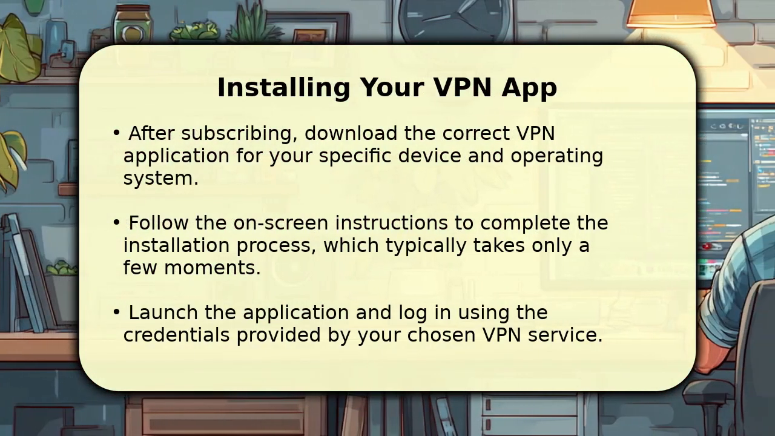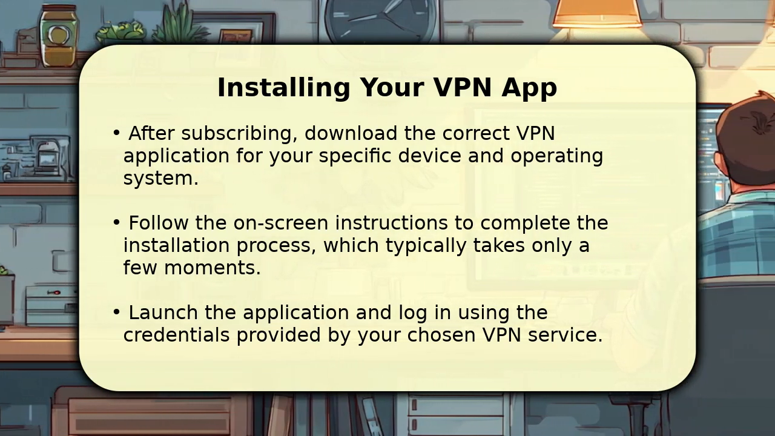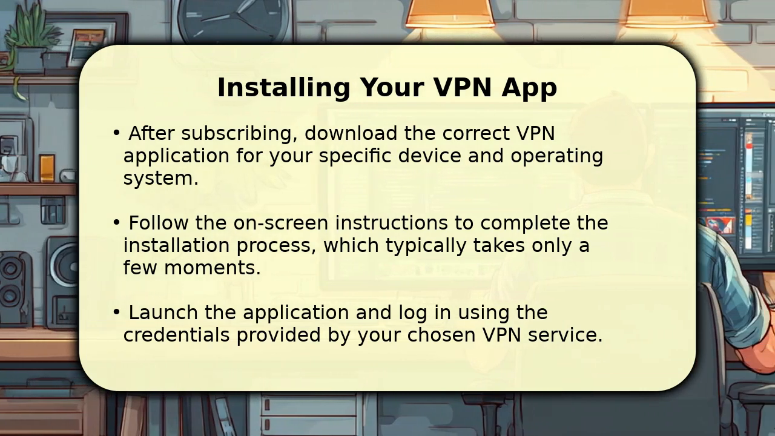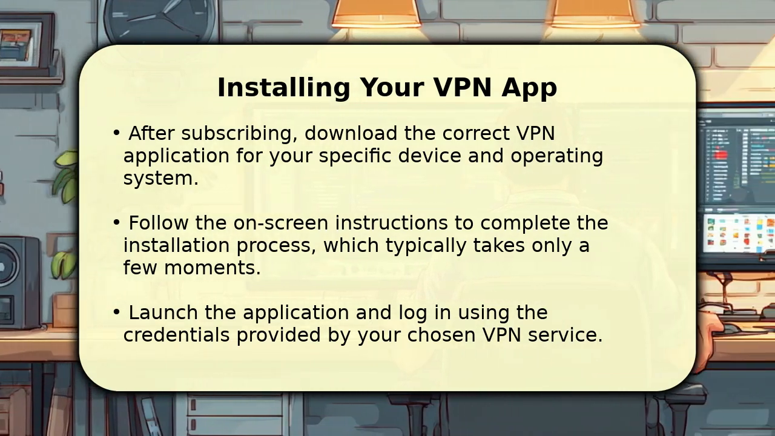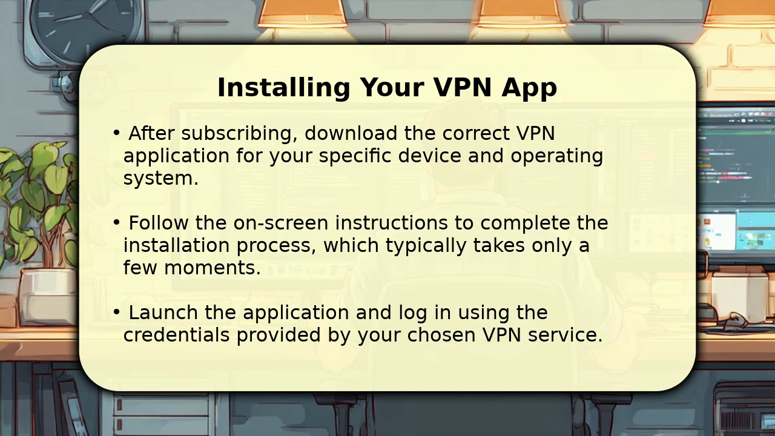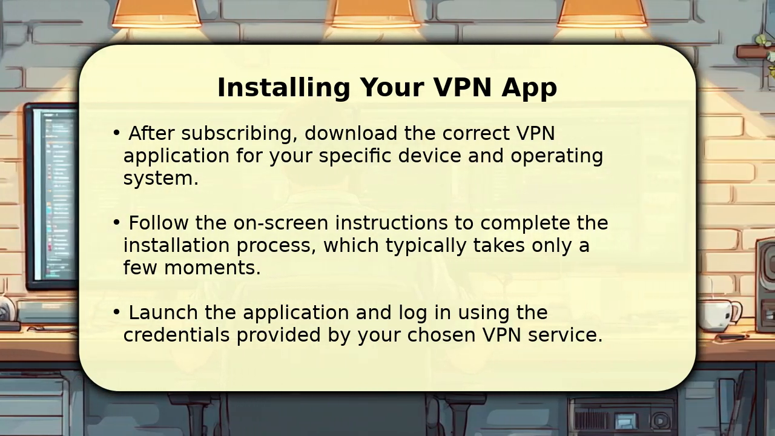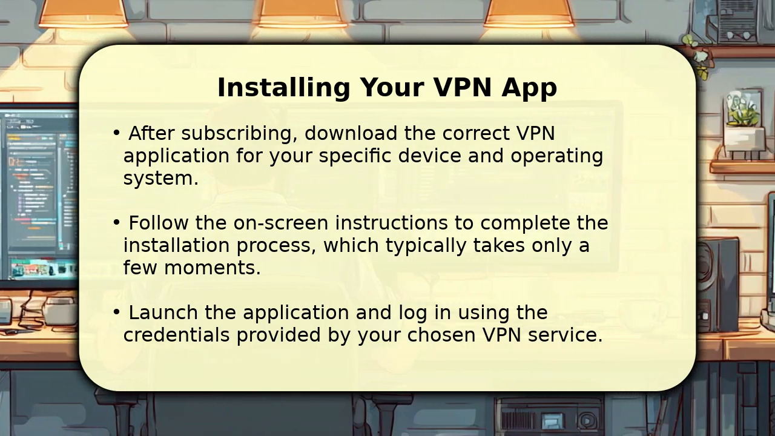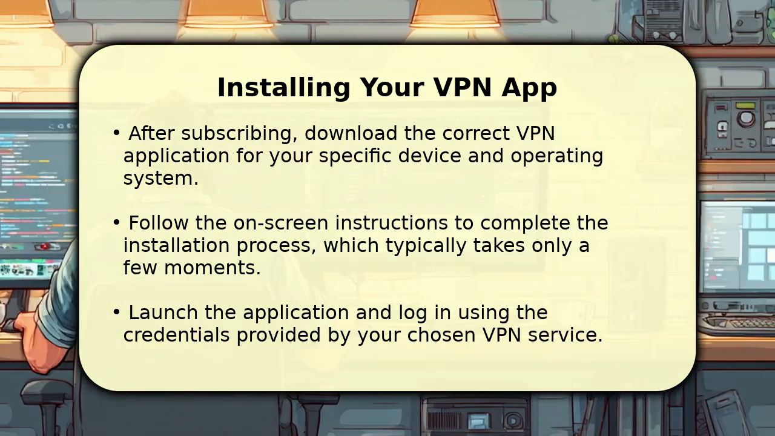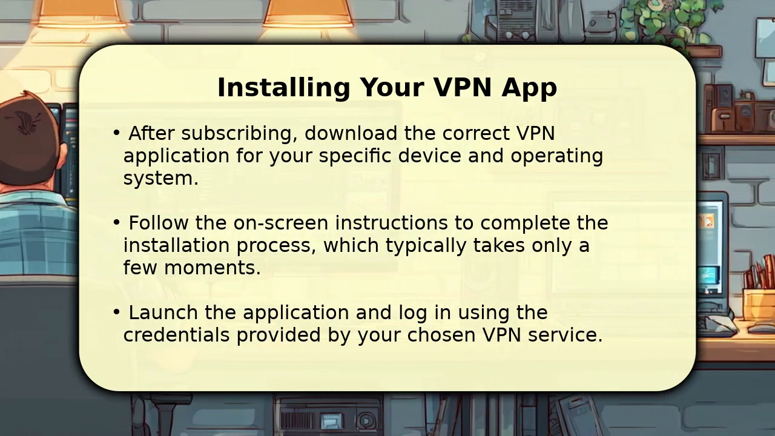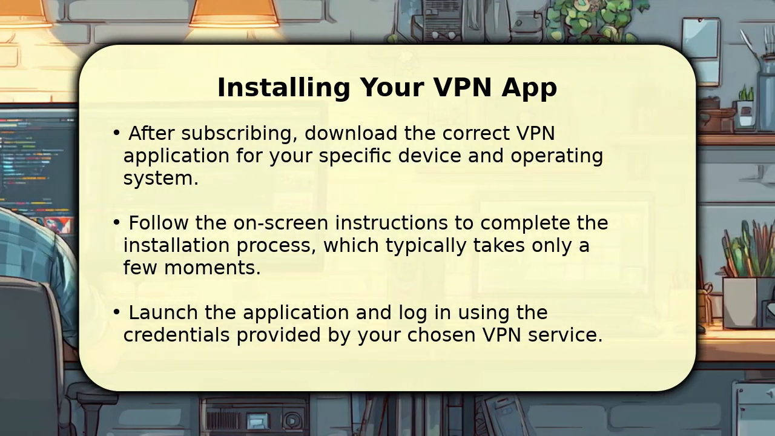Once you have selected your VPN provider, the next step is straightforward installation. Navigate to their official website and download the application designed for your operating system, whether it is Windows, Mac OS, Android, or iOS. The installation process usually takes about 1 minute to 2 minutes. After installing, open the app and simply log in with your account credentials.